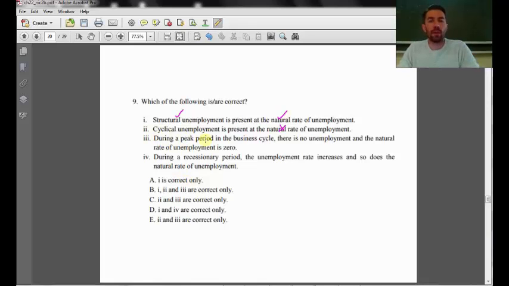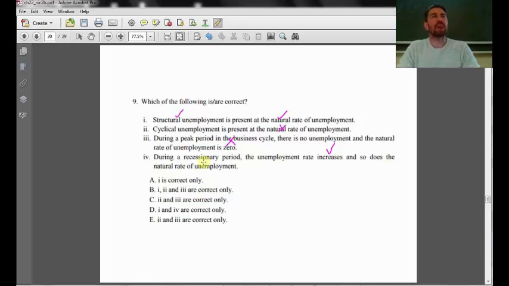During a peak period in the business cycle, there is no unemployment, and the natural rate of unemployment is 0. It's very unlikely that that would be the case. Number 4, during a recessionary period, the unemployment rate increases, and so does the natural rate of unemployment. Okay, let's look at the first part. During a recession, the unemployment rate increases. Yes? And what about the natural rate of unemployment?